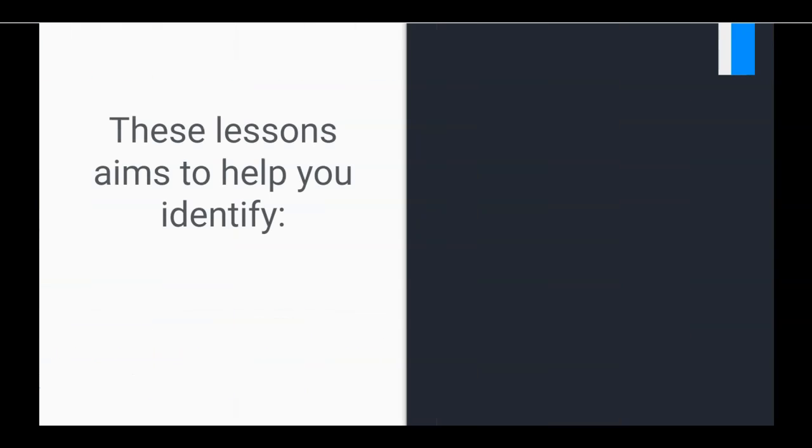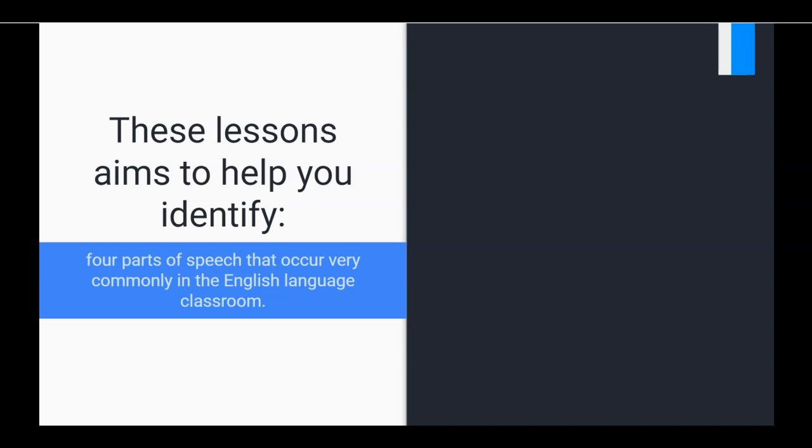So, this course, what's it all about? Well, these lessons aim to help you identify what we can refer to as the 4 parts of speech that occur very commonly in the English language classroom. Now, what do I mean by parts of speech? Well, those are nouns, verbs, adverbs, and adjectives. Now, I should say the parts of speech are not limited to just these 4, but I've identified these as the ones which most commonly occur, and probably the ones which we're at least familiar with these names of parts of speech: nouns, verbs, adverbs, and adjectives.